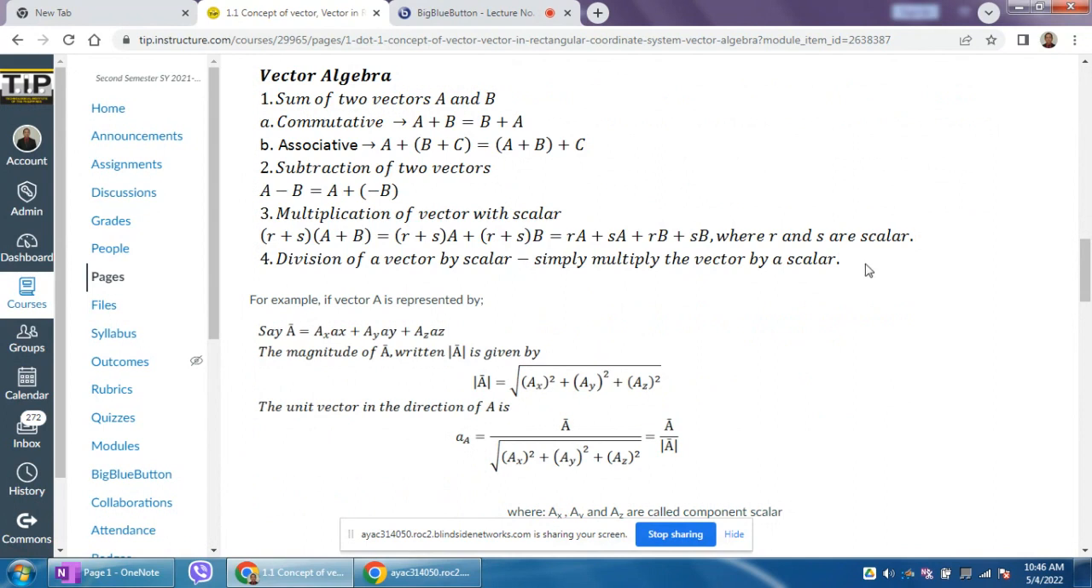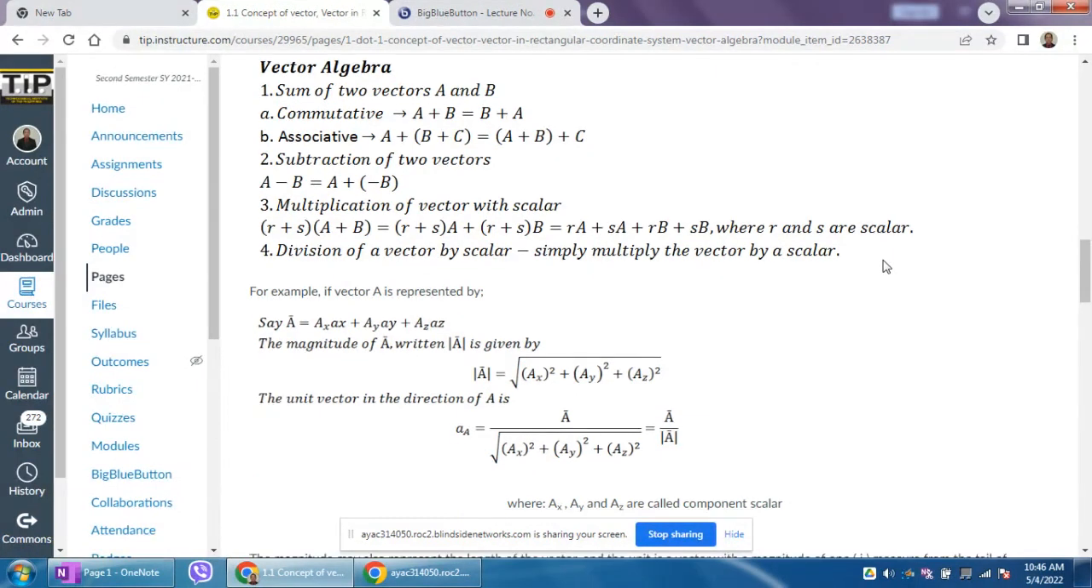Okay, hindi po tayo pwedeng mag-divide ng vector over a vector. Ang pwede lang po, vector over a scalar quantity.